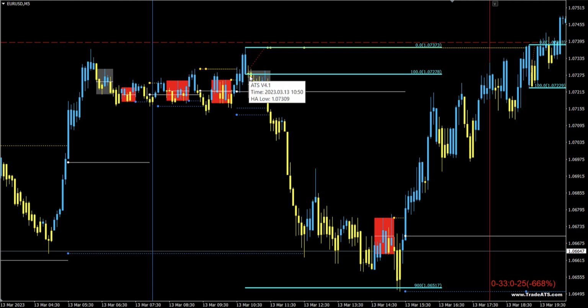Now the entry is as follows. When we have this change in color, we will put the entry according to the previous or the last blue candle. So this was the last blue candle. We will take the low of the candle as our entry and the top of the candle as our stop loss. So in this case, as you can see, this trade had an entry here and a stop loss here.